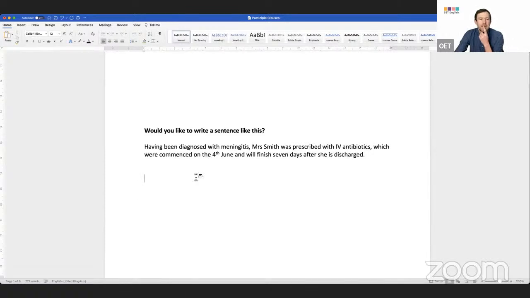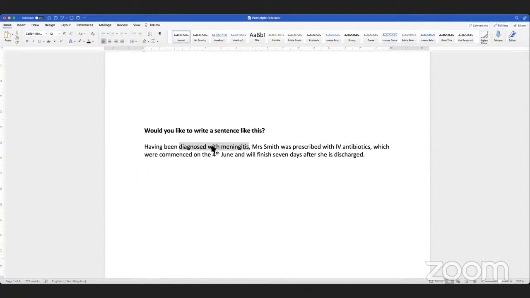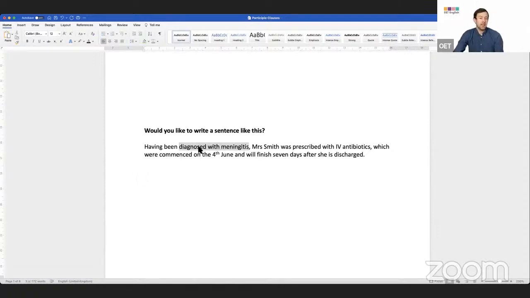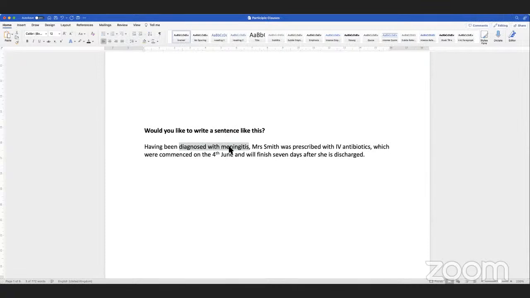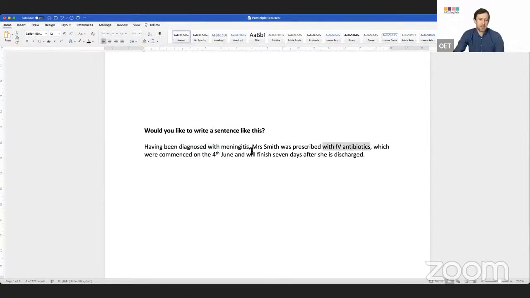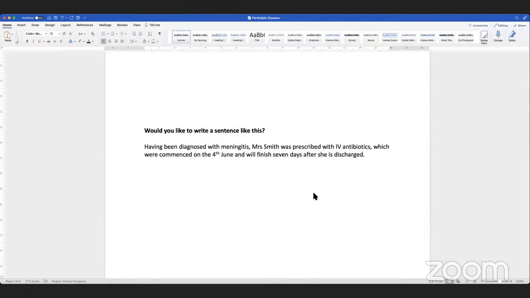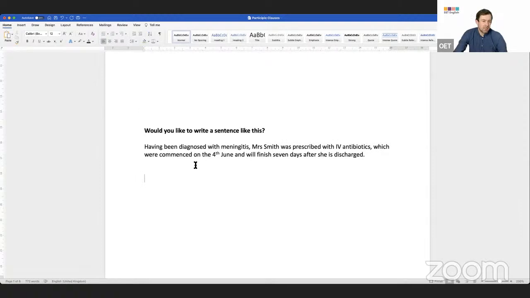How many ideas are in there? Three. Too many. No, four. Meningitis, antibiotics. Okay, and diagnosed with meningitis, prescribed antibiotics, when they start and when they finish. Probably four. Four ideas. Yeah, four ideas.